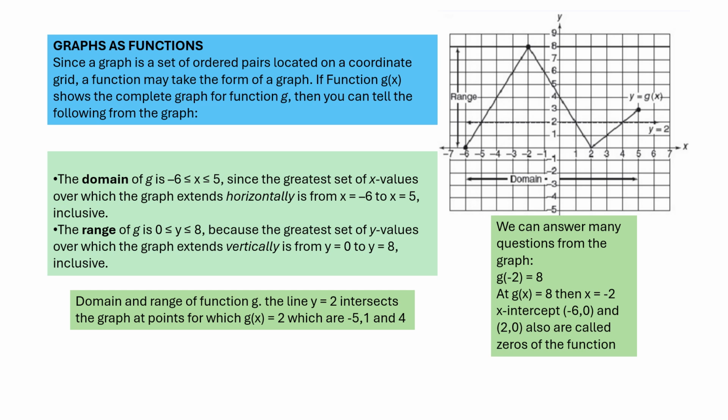If we ask about g of negative 2, look at negative 2 on x and read the y value, it will be 8. At g of x equal 8, what is the value of x? It is x equal negative 2. What are the x-intercepts? The graph cuts the x-axis at two positions, negative 6, 0 and 2, 0. They are also called zeros of the function.